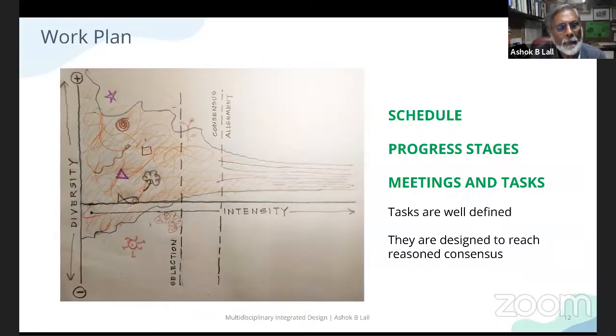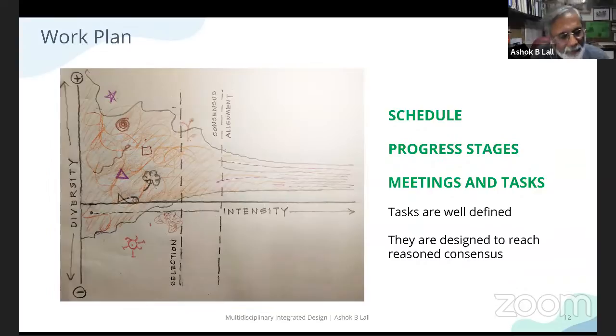You're just thinking aloud. When tasks get better defined, all right, you have meetings, you see where progress has been made, you define the progress. Each time you meet, you're able to give each other some tasks to do so that when you meet next time, you've made some more progress and the tasks are well defined. And the idea is that all this work is designed to reach a reasoned consensus. In other words, we agree because we understand each other.